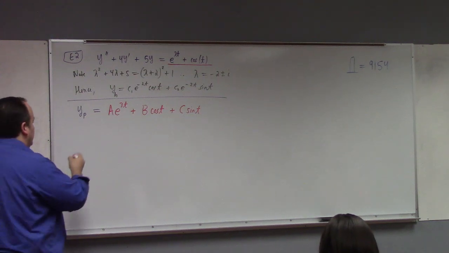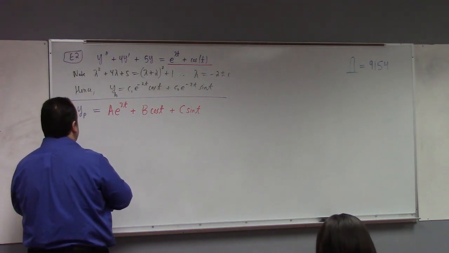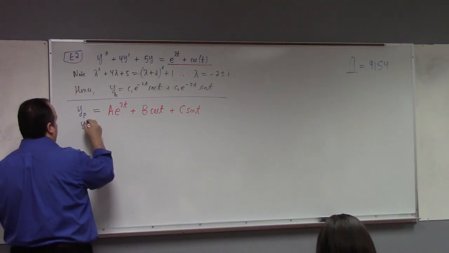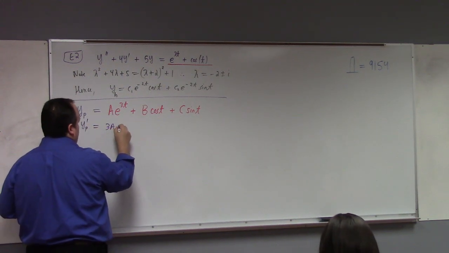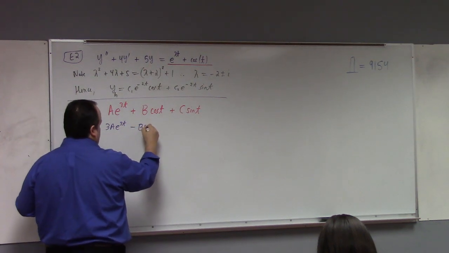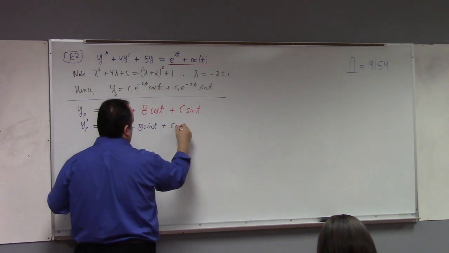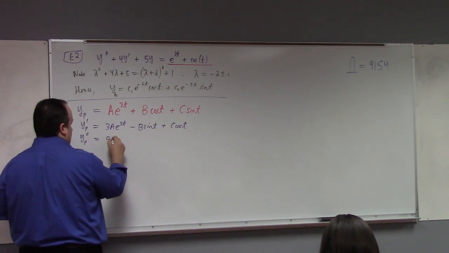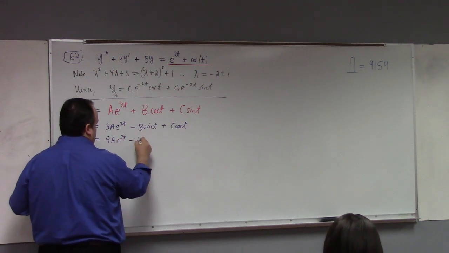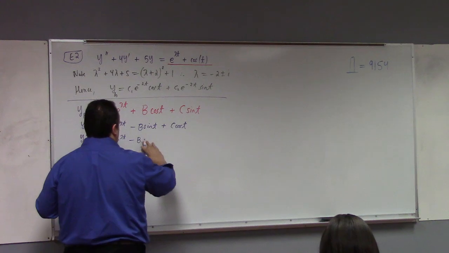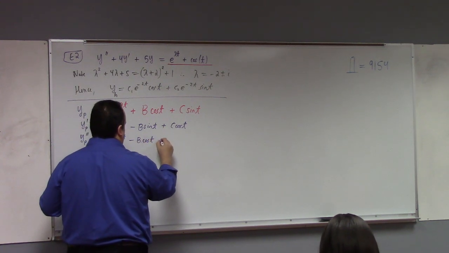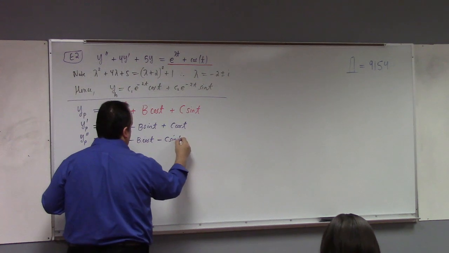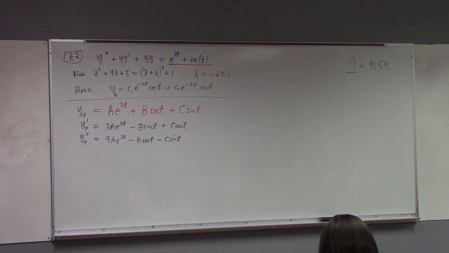And then what I usually do is I differentiate this thing. So I get 3a e to the 3t minus b sine t plus c cos t. And then I differentiate it again, which is 9a e to the 3t minus b cos t minus c sine t, right? So I form my particular solution, calculate its derivatives, and then I plug it in.